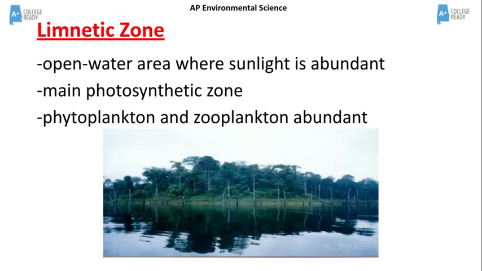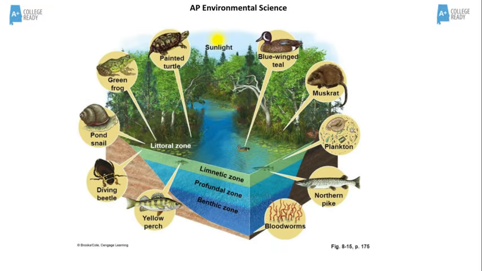The limnetic zone is the open water area where sunlight is abundant. This is the main photosynthetic zone where phytoplankton and zooplankton are abundant. Here we see the plankton, blue-winged teal, northern pike, and the yellow perch in the limnetic zone.